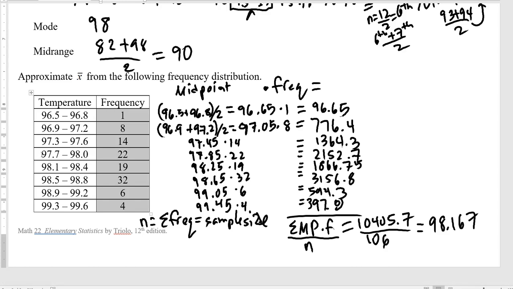This is a way of approximating. Like I said, I'm not going to test you on this, but it is kind of interesting because doesn't it make sense that the average would be about 98.1? The numbers are some up here and some down here, but isn't that around the middle? So this is just a way of approximating the mean. Okay? Two more things and then we're done.